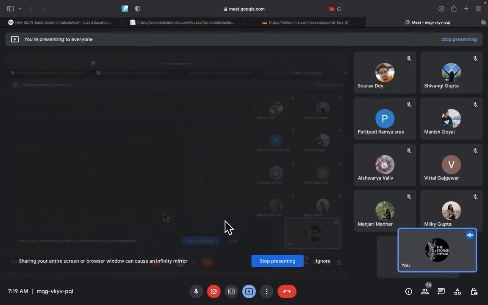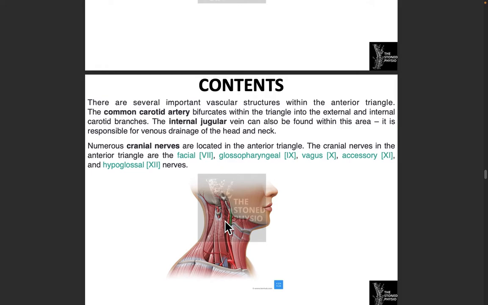Can anyone tell me, I have said this again and again, where the internal carotid artery is supplying? The circle of Willis. And the external carotid artery? Scalp. The scalp, and there is a branch of the internal carotid artery, the ophthalmic artery, that supplies the scalp.